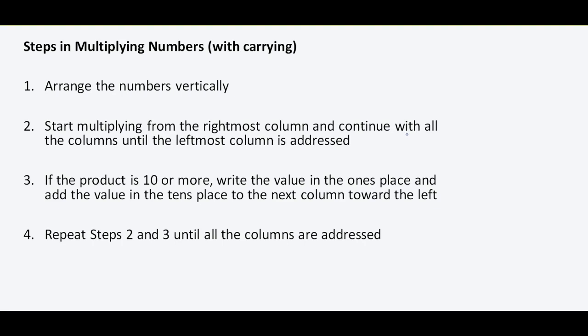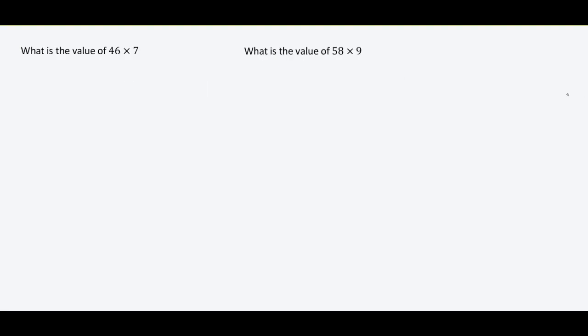Now, when we are going to multiply with carrying, we follow the same steps. The only difference here is that when we multiply, if our result is greater than 10, we will write the number in the ones place and then carry over the number in the tens place. And we do that for every column until we're done. So let's try some examples.